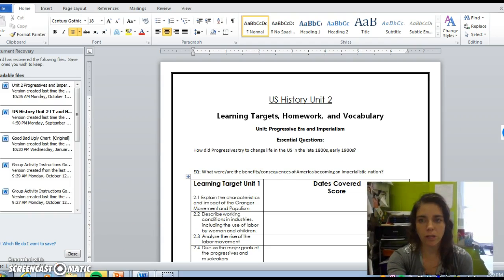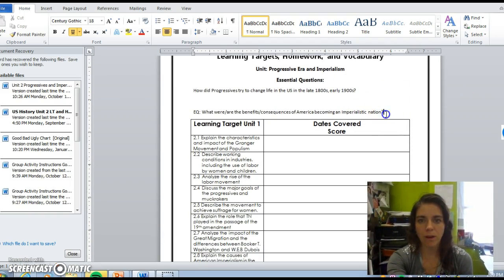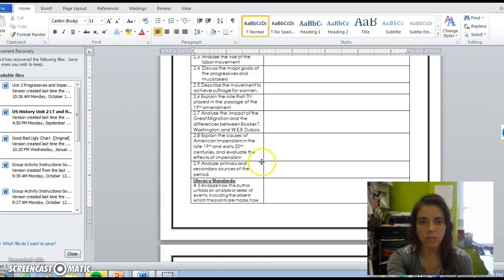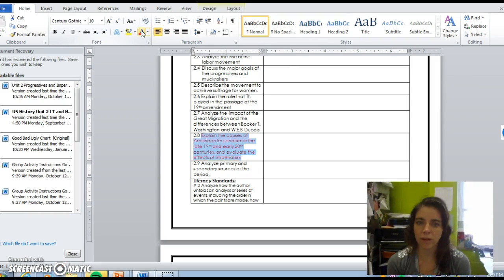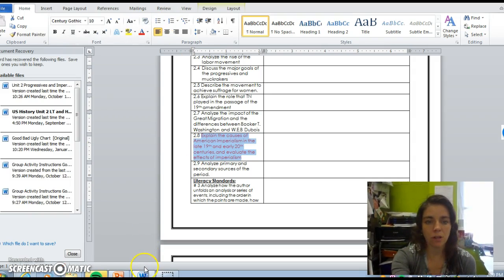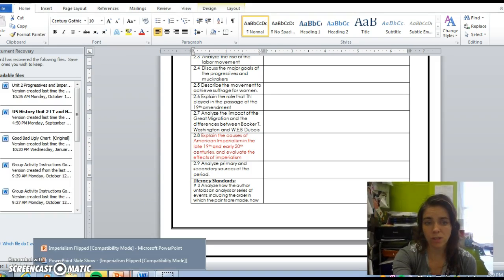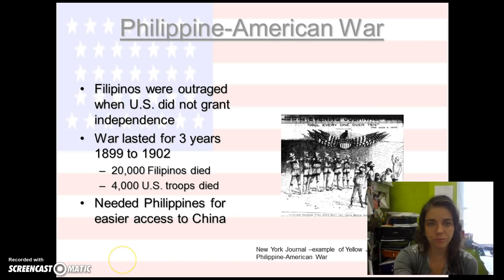So if we look at our learning targets, we have: what were the benefits and consequences of America becoming an imperialistic nation? That is going to be your essential question. And we're still on this learning target: explain the causes of American imperialism in the late 19th and early 20th century and evaluate the effects. So you should already be able to put the causes down because we already did that in day 1 in video 1. And so now we're going to look at what are some of the effects on some of the other countries and what does this mean for America.